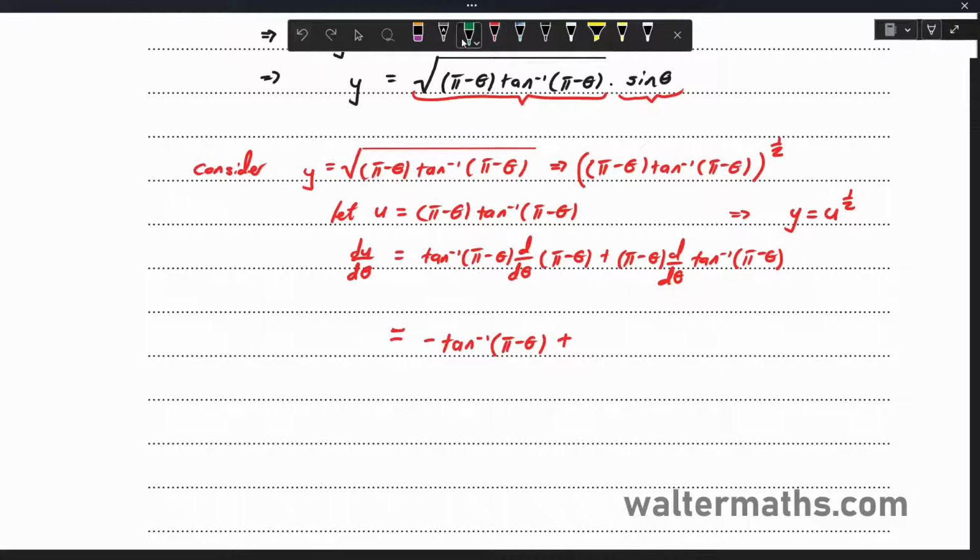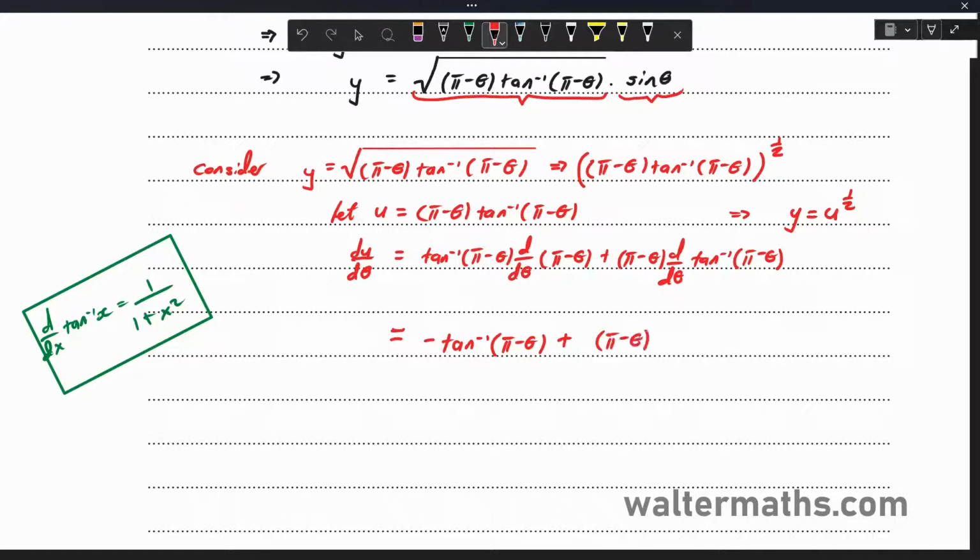If you look at your MF19, if you differentiate with respect to x, arctan of x, you get 1 over 1 plus x squared. Do you still recall this result? Yes, I have the formula sheet open as well. Okay, so it should be right. Yes. Okay, good.